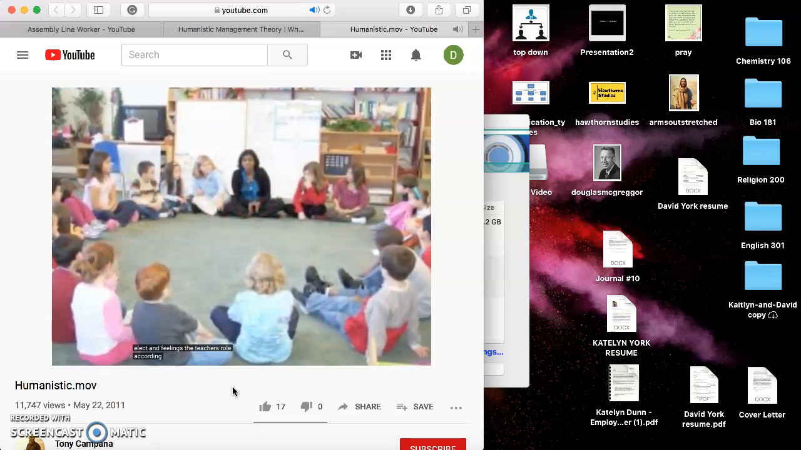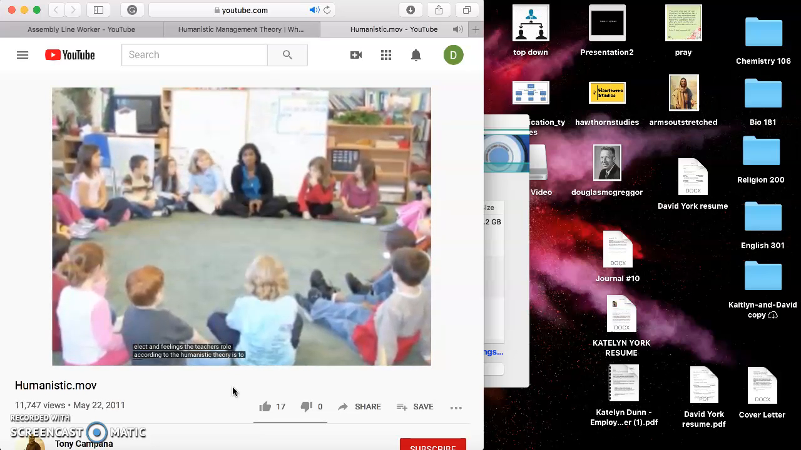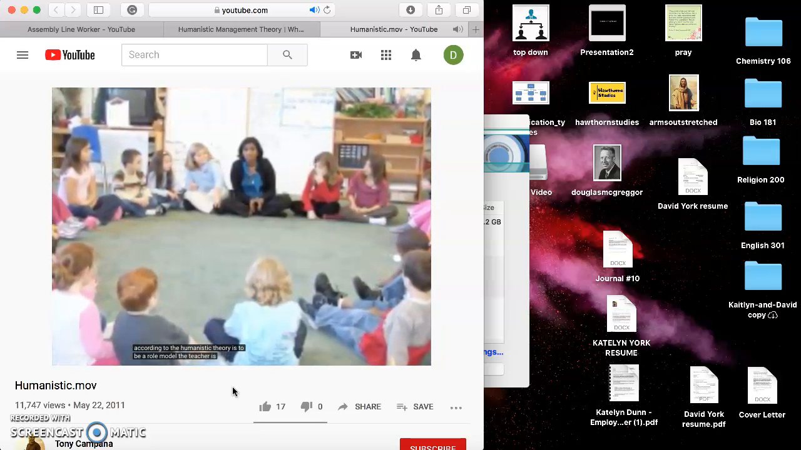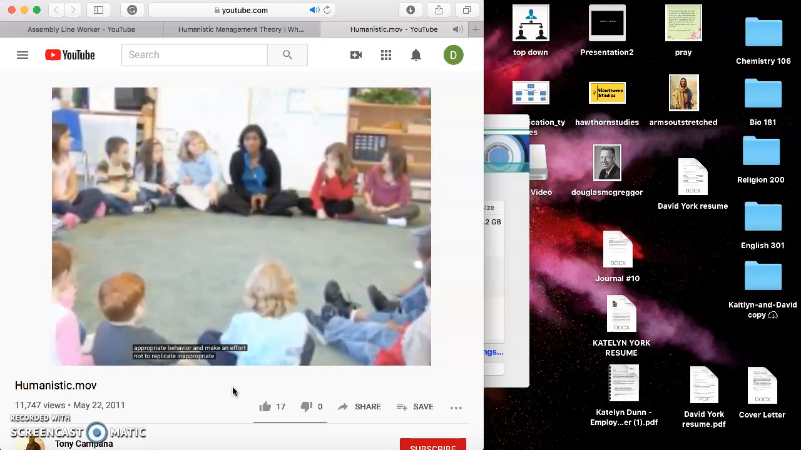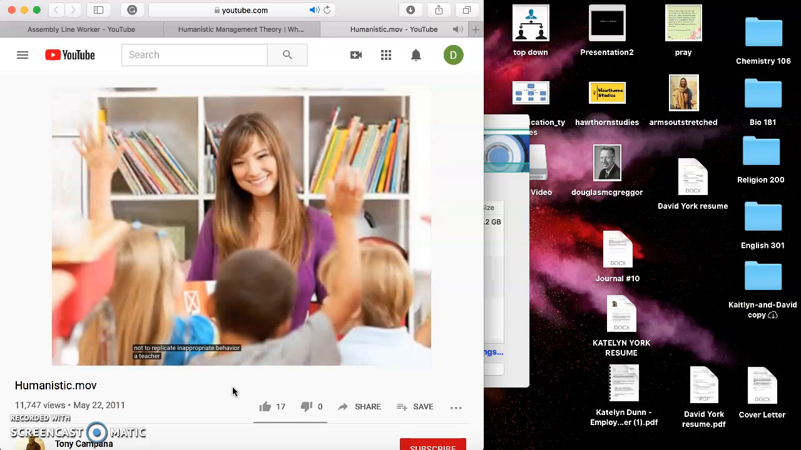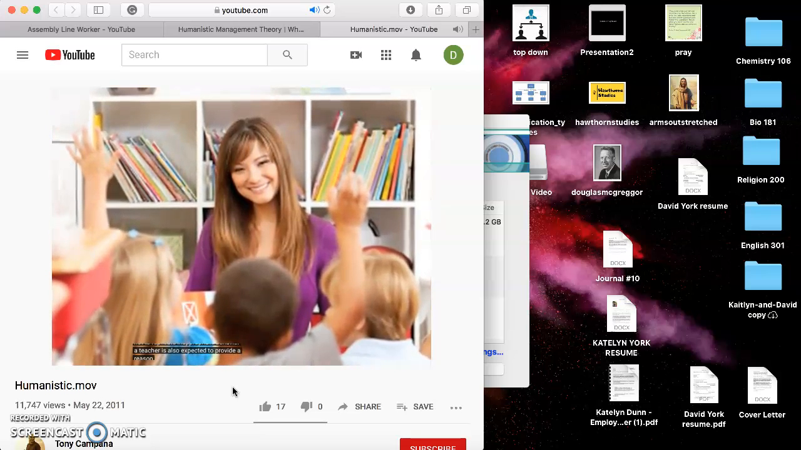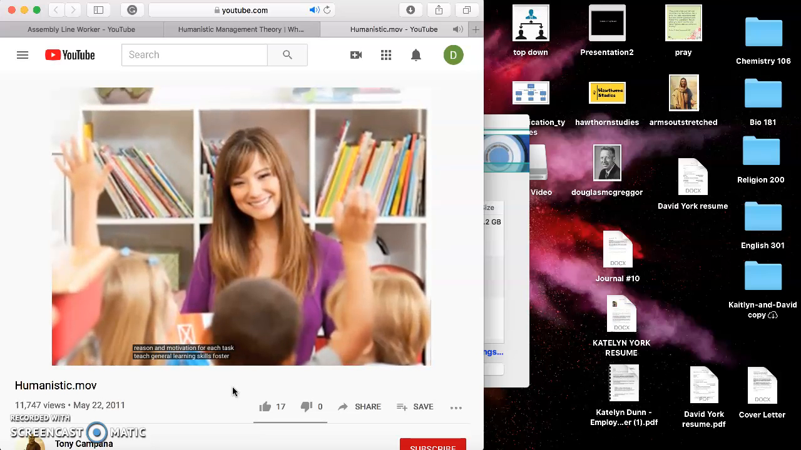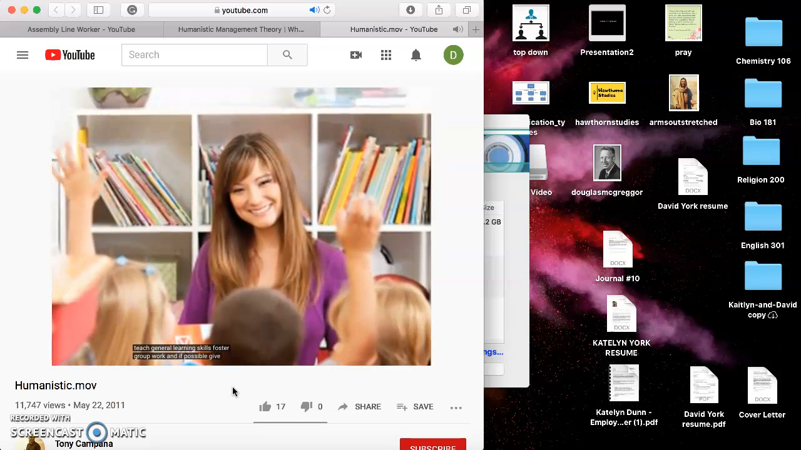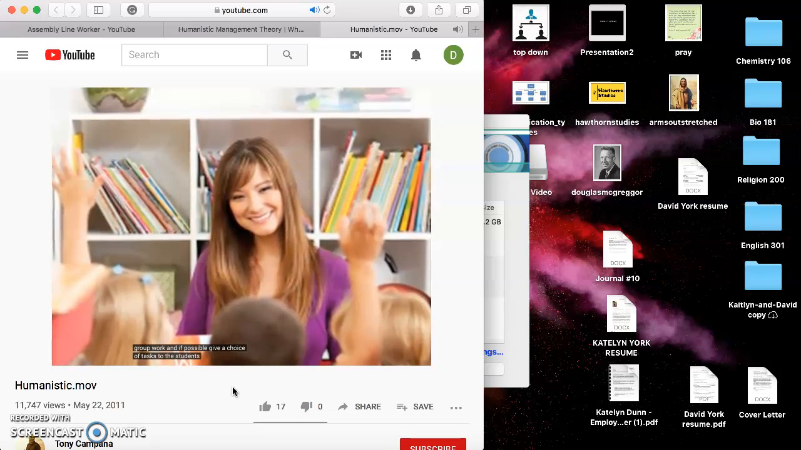The teacher's role, according to the humanistic theory, is to be a role model. The teacher is to model appropriate behavior and make an effort not to replicate inappropriate behavior. A teacher is also expected to provide a reason and motivation for each task, teach general learning skills, foster group work, and if possible, give a choice of tasks to the students.